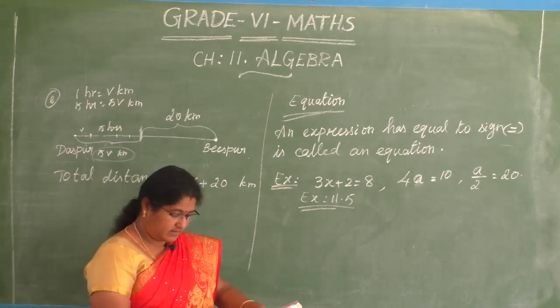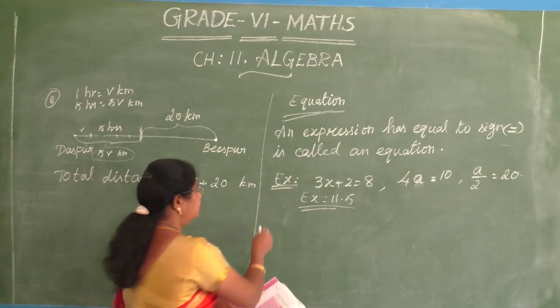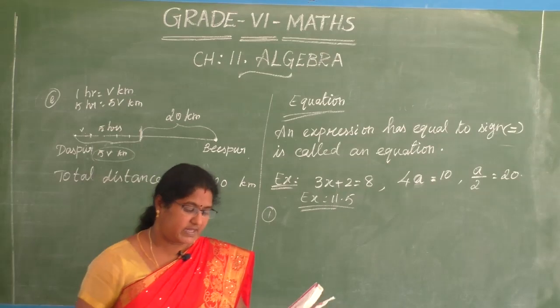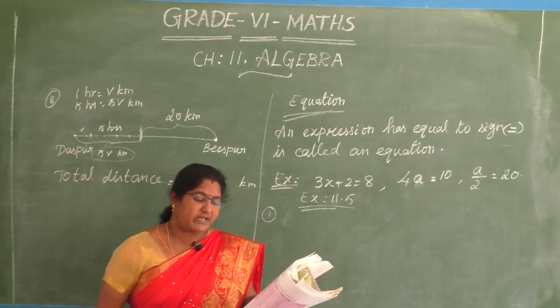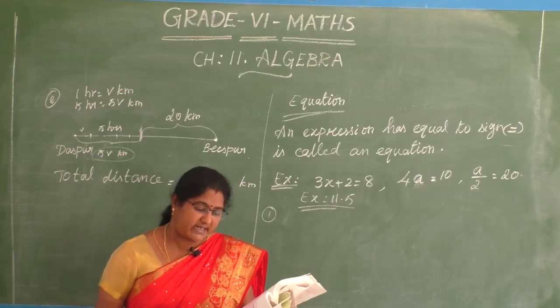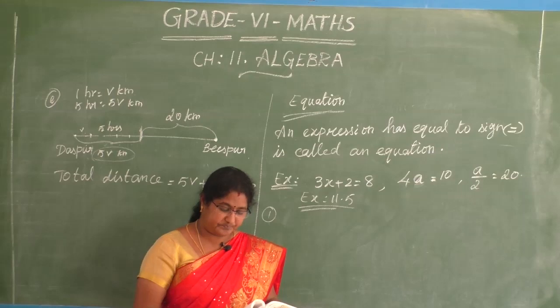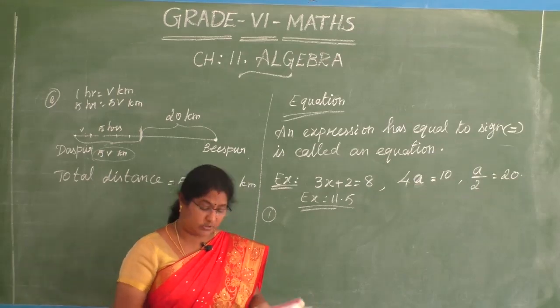In this, you can write in a book. First question, write this in the book. State which of the following are equations with the variable. Give reason for your answer. Identify the variable from the equations with the variable. So you just identify, that is enough. You can do it in the book.